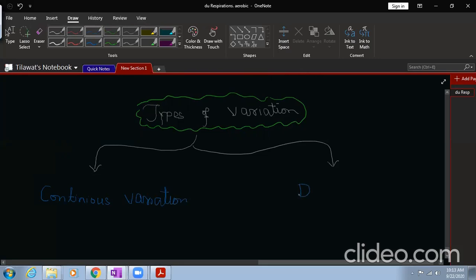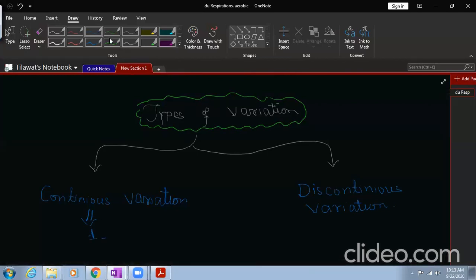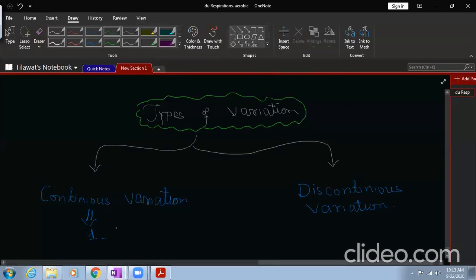Another we have discontinuous variation. Am I clear? Continuous variation is controlled by two factors. Factor one, your genes. Factor two, environmental factors. And am I clear? While discontinuous variation is controlled by your genes.